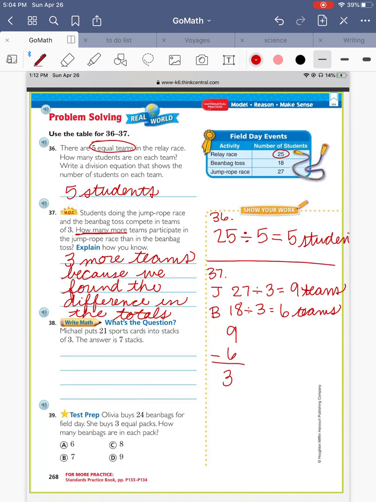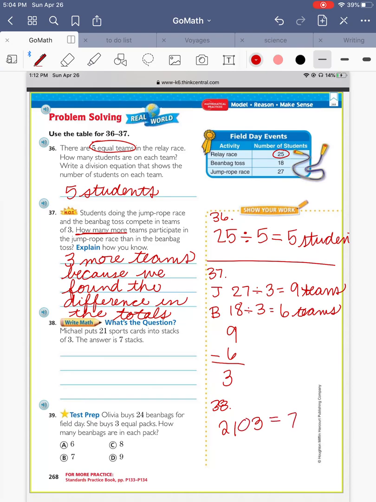All right, and then for 38, it says, what's the question? Michael puts 21 sports cards into stacks of 3. The answer is 7 stacks. So, what multiplication, division, addition, subtraction sentence can we write with those numbers? So 38, we have 21 and 3, which are the two numbers, and that equals 7.